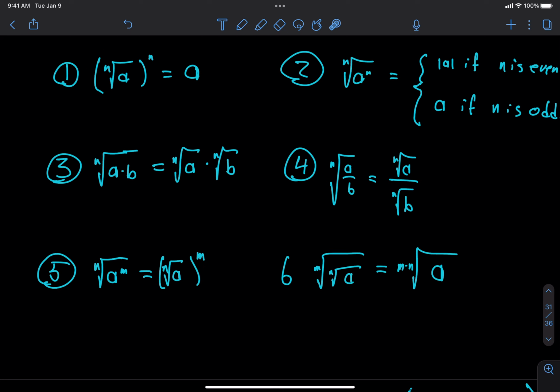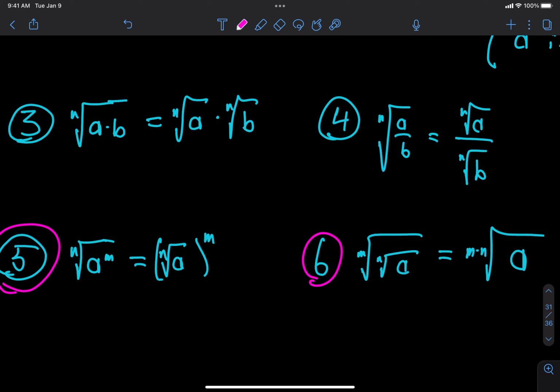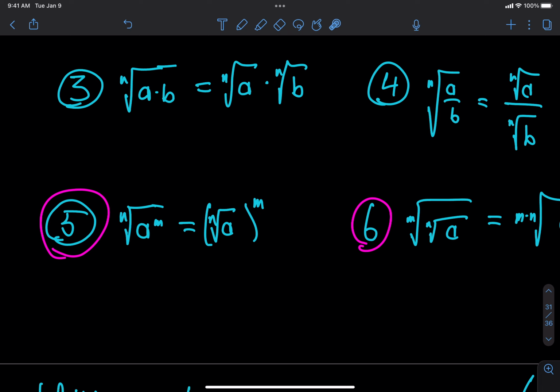So the next two, 5 and 6, are kind of new. So what do they say? It says, if I have two numbers, m and n, and I do the mth power of a and then I take the nth root, what rule number 5 says is I can change the order. Instead of doing that, I can take the nth root of a and then do the mth power.